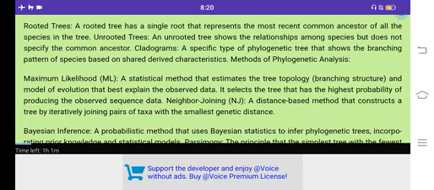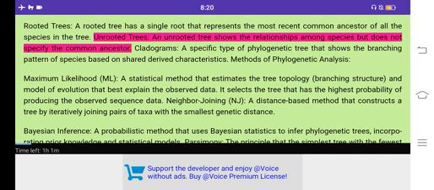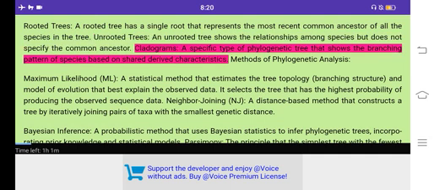Types of phylogenetic trees. Rooted trees. A rooted tree has a single root that represents the most recent common ancestor of all the species in the tree. Unrooted trees. An unrooted tree shows the relationships among species but does not specify the common ancestor. Cladograms. A specific type of phylogenetic tree that shows the branching pattern of species based on shared derived characteristics.